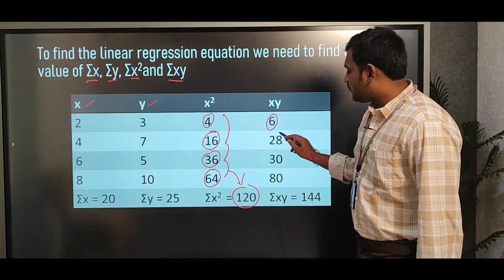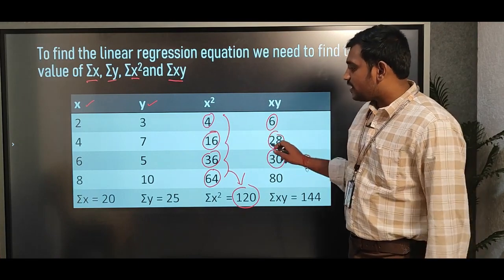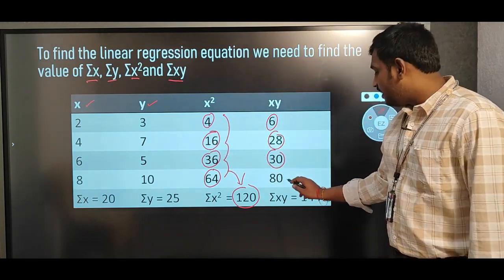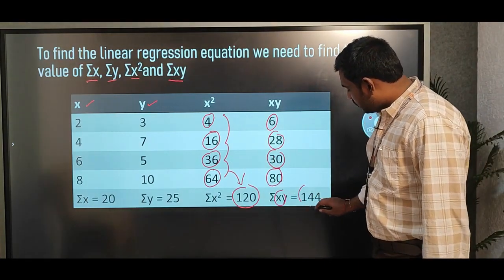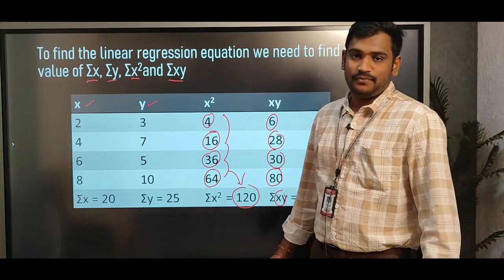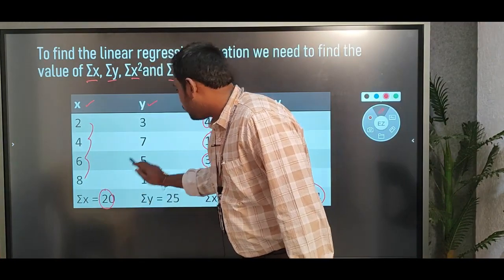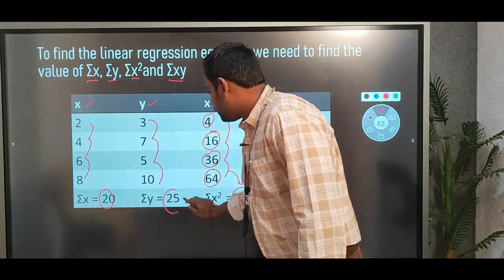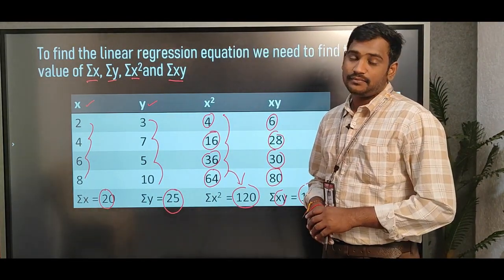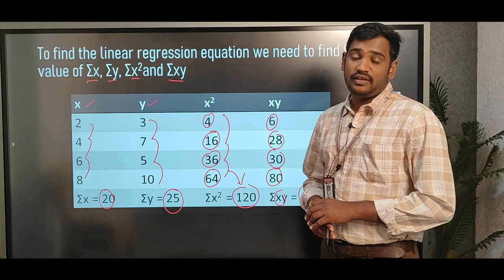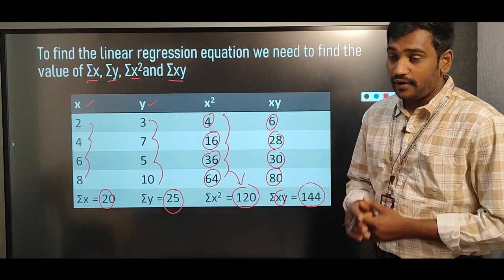Similarly, xy: 2 into 3 is 6, 4 into 7 is 28, 6 into 5 is 30 and 8 into 10 is 80. If you add all these values to get the sigma xy value, then the answer will be 144. And similarly sigma x, if you add all these 4 values, will be 20, and sigma y will be 25. So to evaluate a linear regression equation, you have to find these 4 values initially. I already did that, right?